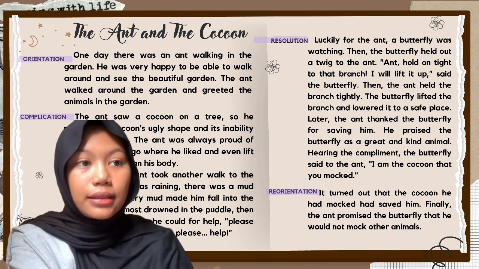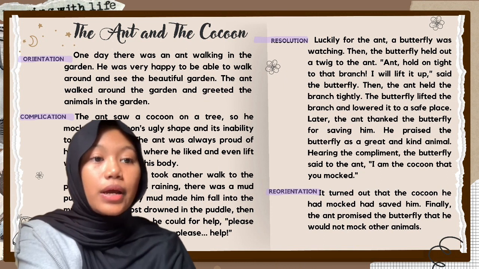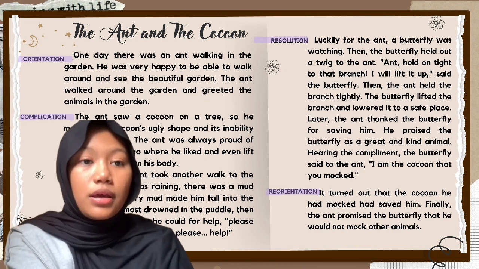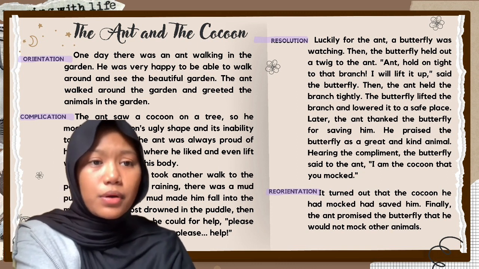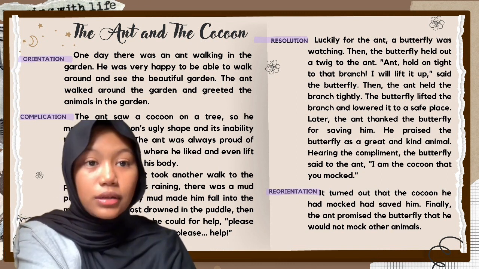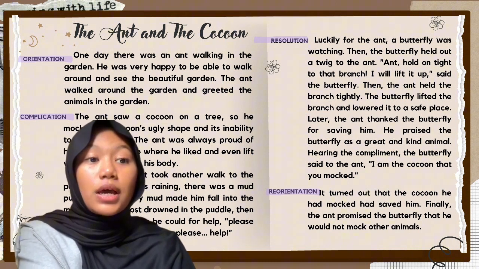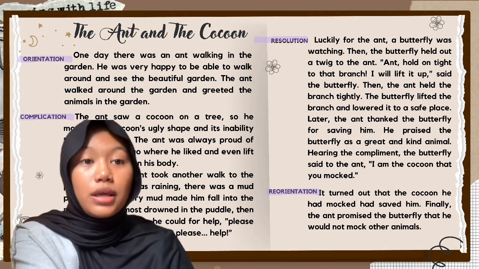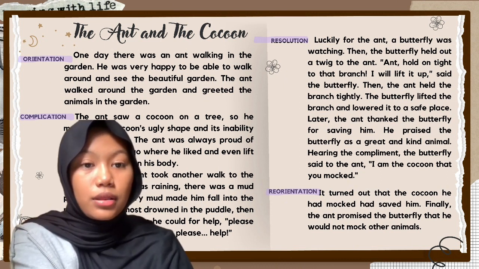Later, the ant thanked the butterfly for saving him. He praised the butterfly as a great and kind animal. Hearing the compliment, the butterfly said to the ant, "I'm the cocoon that you mocked." For the reorientation, it turned out that the cocoon he had mocked had saved him. Finally, the ant promised the butterfly that he would not mock other animals.